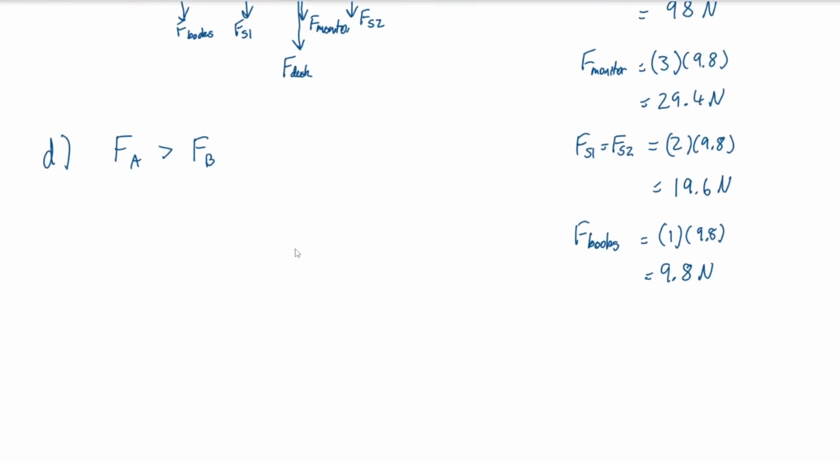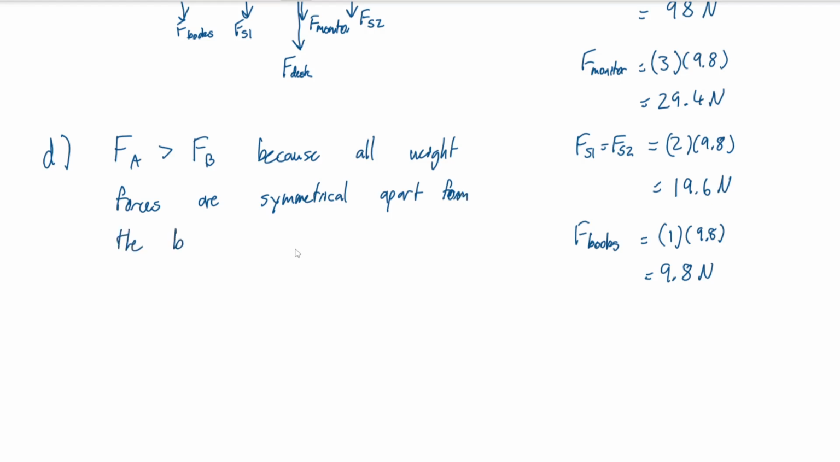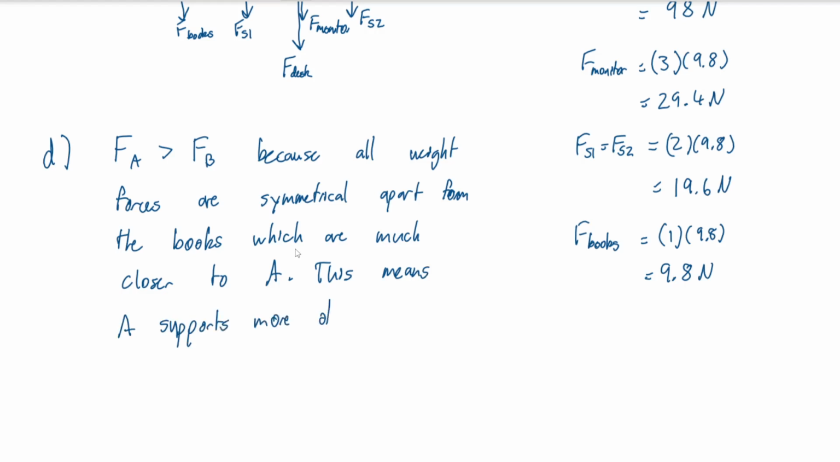So the support force at A is greater than at B because all weight forces are symmetrical apart from the books, which are much closer to A. This means A supports more of the weight of the books.